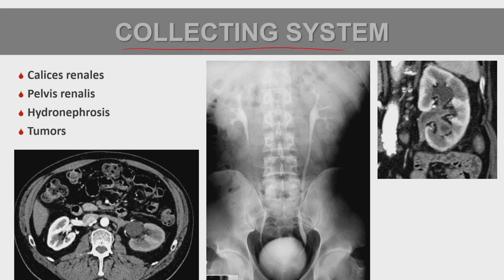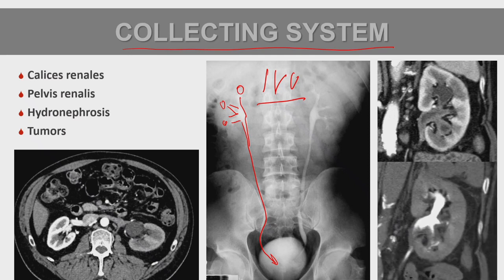The collecting system is very important for maintaining the function of a kidney. The urine is created in kidneys. You can see here contrast agent. It is one of the substances which is then concentrated in urine, and here is the outflow in an X-ray, which is called intravenous urography. Important pathological situations could be tumors and hydronephrosis.